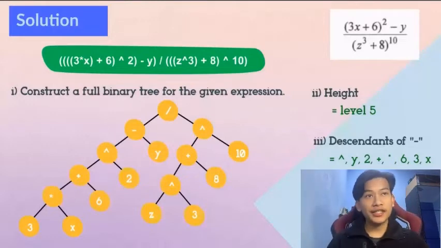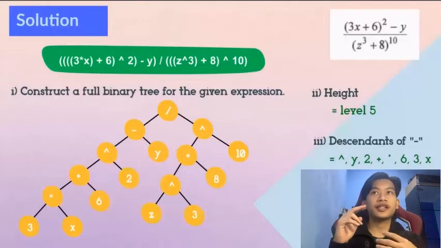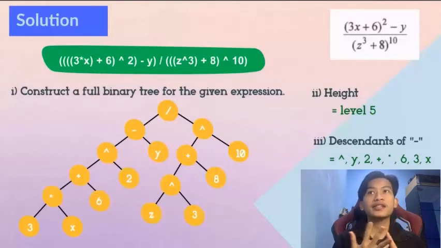For the last question, we need to determine the descendants of the subtract node. We need to look at all the nodes below the subtract node and write them all down, which are: below the subtract node are y, power, 2, addition, 6, multiplication, x, and 3.